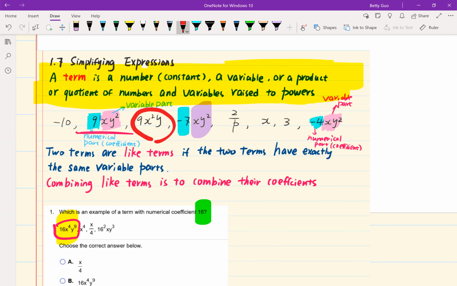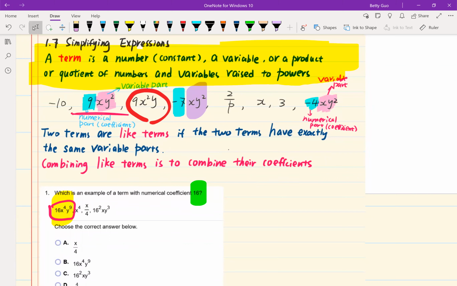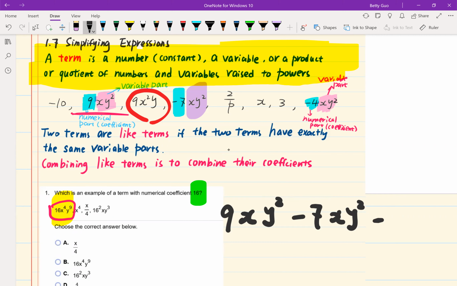Let me explain. Let's take the 3 like terms that we have just seen earlier. They are 9xy squared, -7xy squared, and -4xy squared. Suppose in an expression we have these 3 terms. By looking at them, we notice they are all like terms, right? Then we are able to combine them.